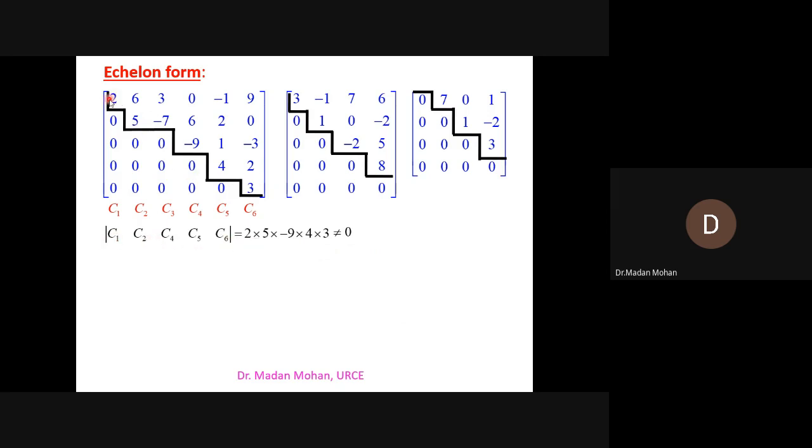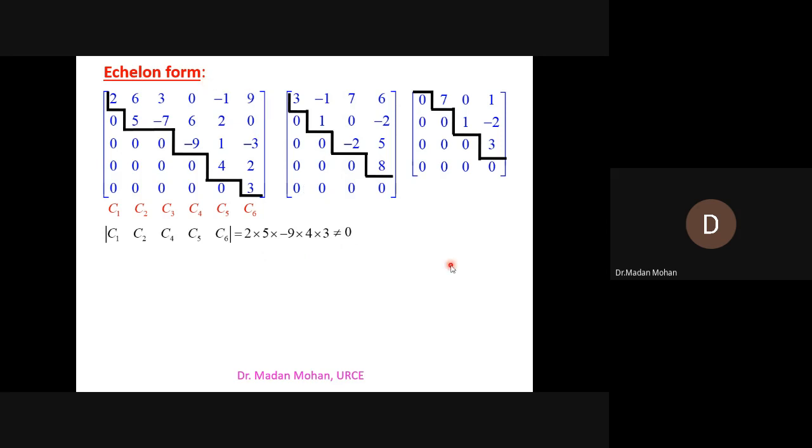First row, from this 2. Second row, from this 5. Third row, from this -9. Next 4. That means 2, 5, -9, 4, 3. You are simply counting the number of steps. Means the number of non-zero rows. The number of non-zero rows is the rank of the matrix.